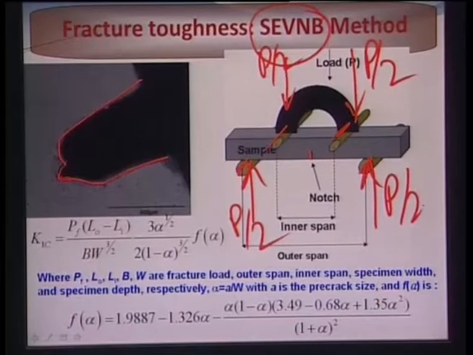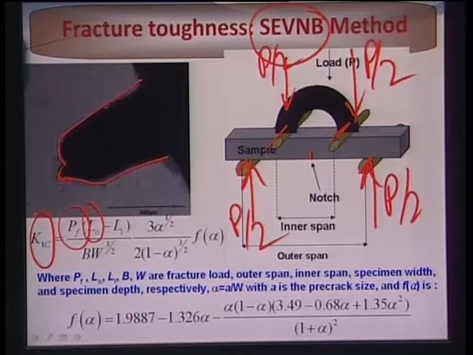Now based on the different crack lengths as well as the fracture load and so on, you can calculate the mode 1 fracture toughness. K1C stands for critical stress intensity factor under mode 1 loading. K1C, often students pronounce it KIC, which is wrong. K1C stands for critical stress intensity factor under mode 1 loading.